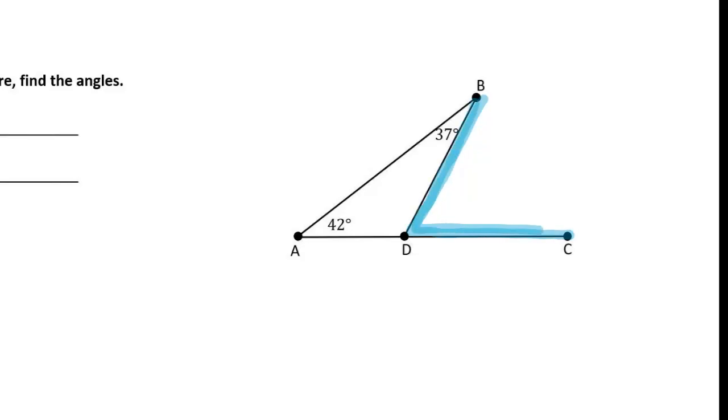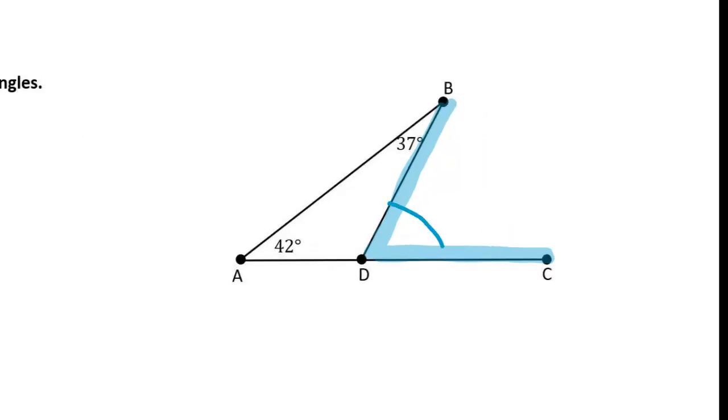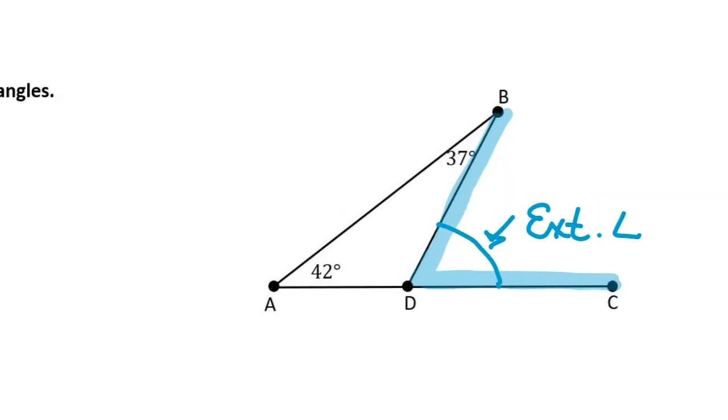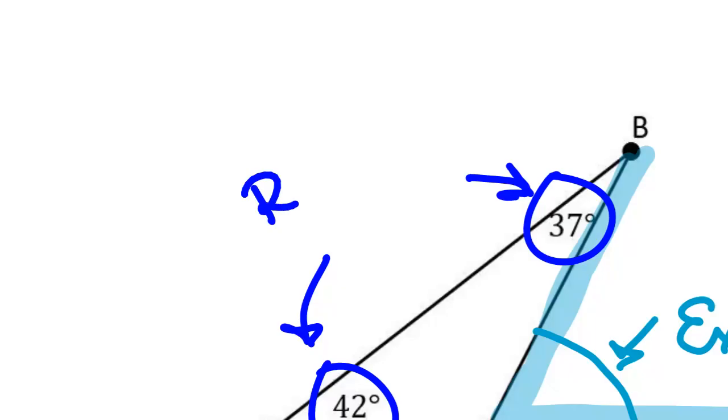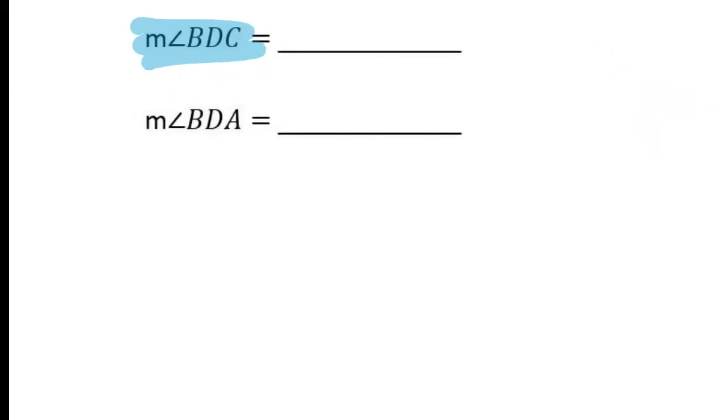Is that angle inside or outside my triangle? Outside. So what do we call it? This is an exterior angle. If that's an exterior angle, what do we call these two? Remote interior, yes, because they don't touch our exterior angle. These are remote interior angles.